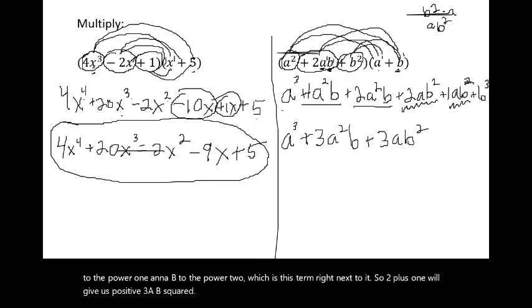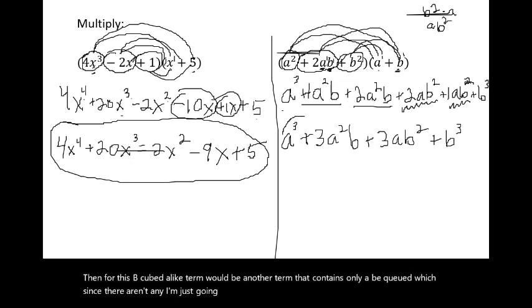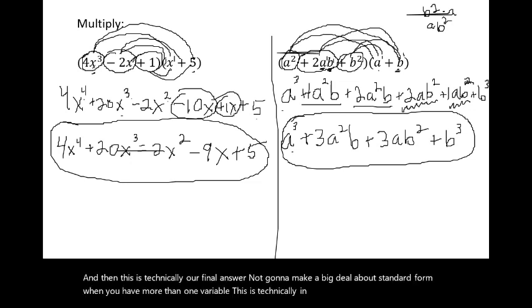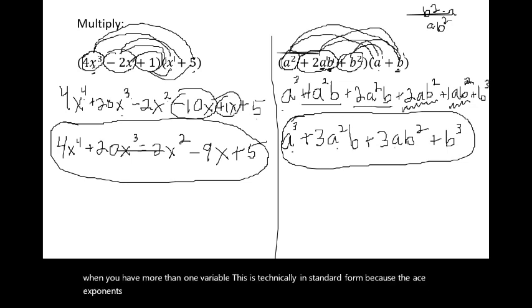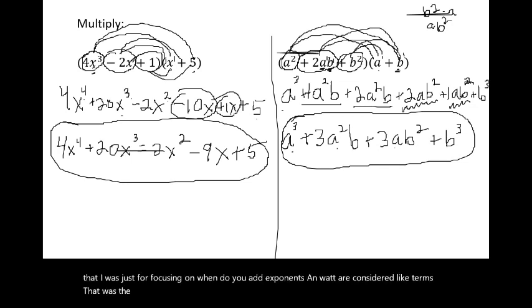Then for this b cubed, a like term would be another term that contains only a b cubed, which since there aren't any, I'm just going to leave b cubed alone. And then this is technically our final answer. I'm not going to make a big deal about standard form when you have more than one variable. This is technically in standard form because the a's exponents are decreasing while the b's exponents are increasing. Don't worry too much about that. I was just more focusing on when do you add exponents and what are considered like terms. That was the goal of this example.